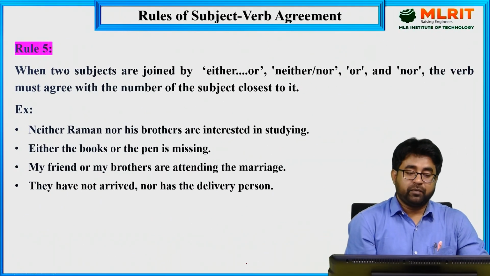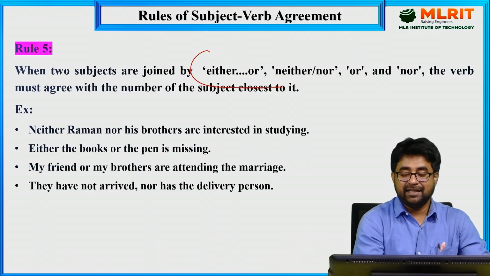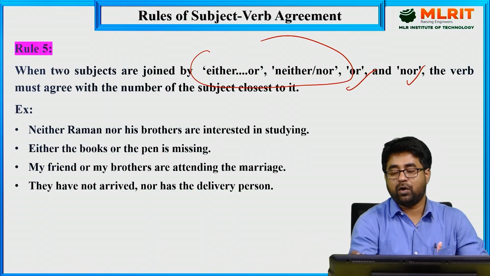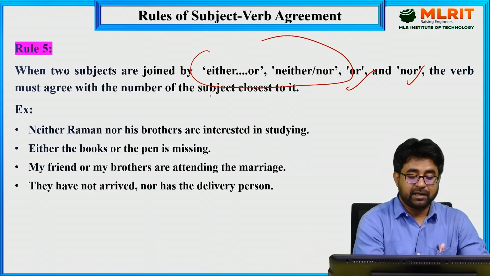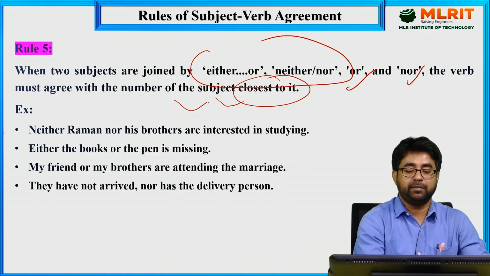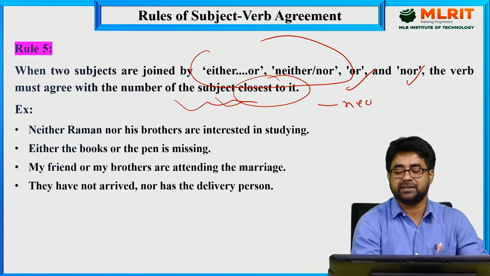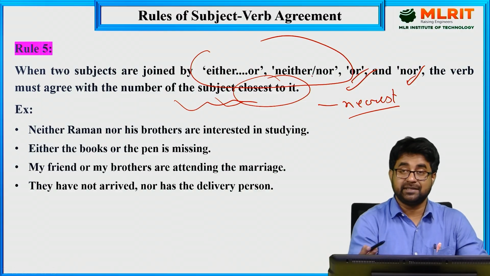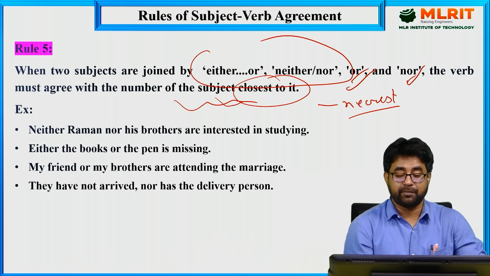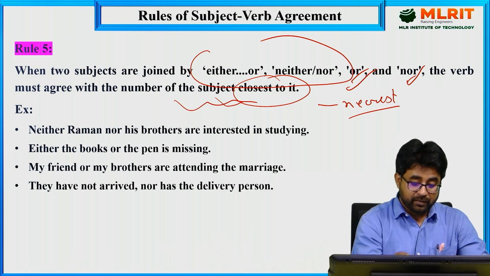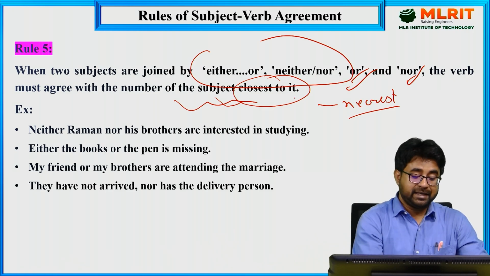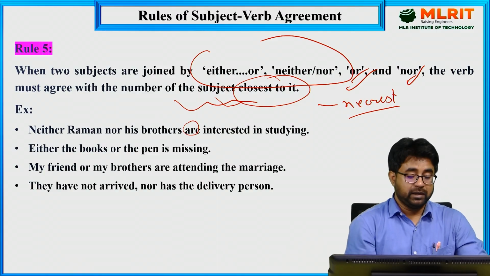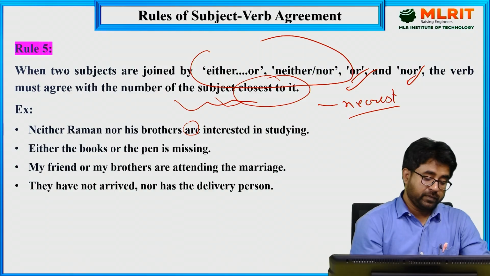Now, rule number 5: when two subjects are joined by either/or, neither/nor, the verb must agree with the number of the subject closest to it. Now remember the word nearest or closest. Whenever we use these conjunctions to join two different subjects, we need to check the number of the nearest subject, that is, the one nearest to the verb. Accordingly, we have to use the verb.